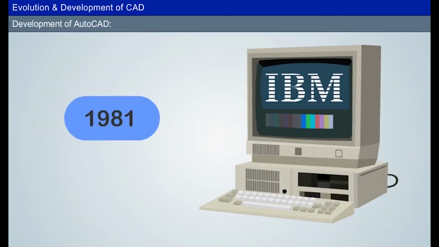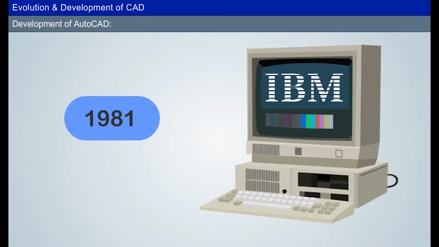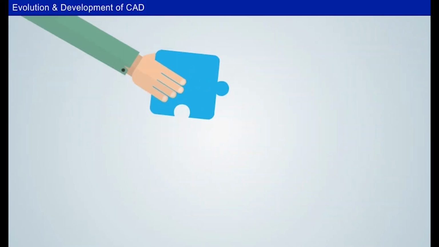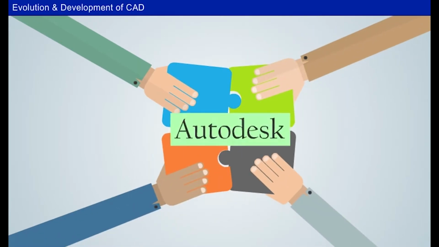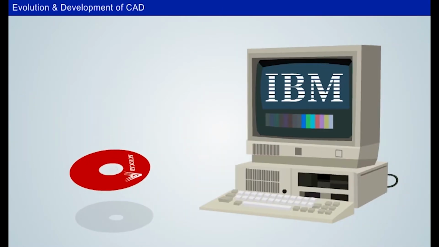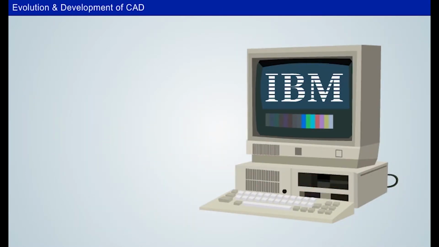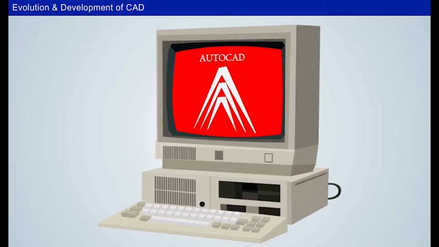In 1981, the first IBM PC was introduced, and this set the stage for the large-scale adoption of CAD. The following year, a group of programmers formed Autodesk, and in 1983 released AutoCAD, the first significant CAD program for the IBM PC. AutoCAD marked a huge milestone in the evolution of CAD.